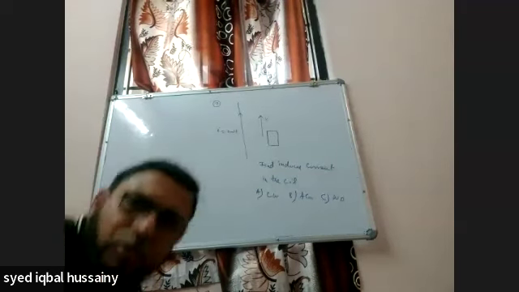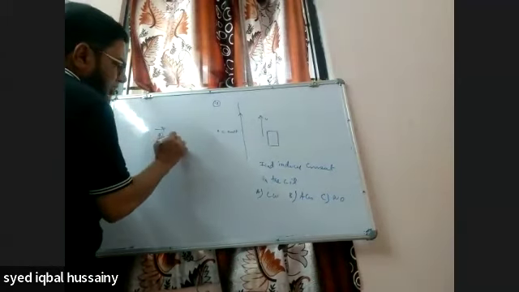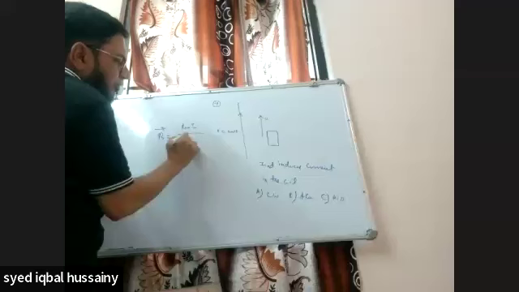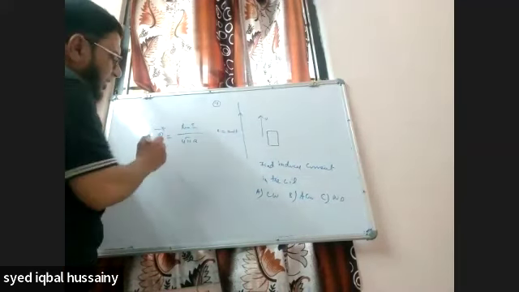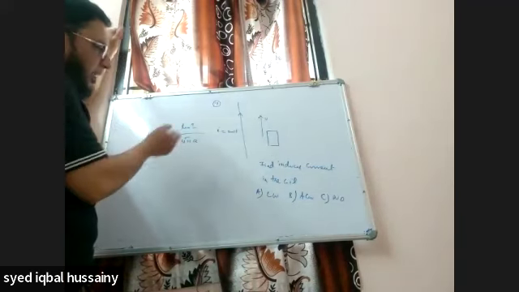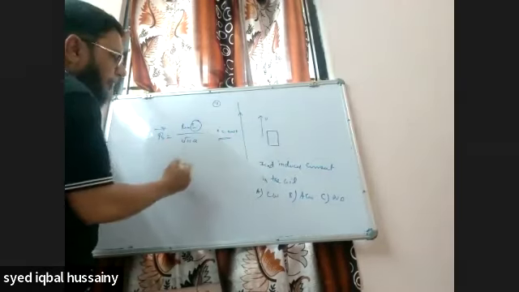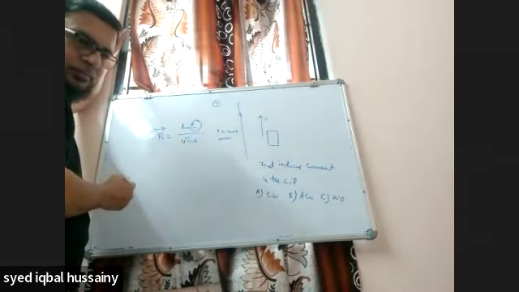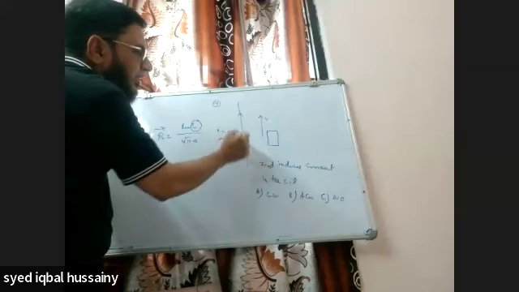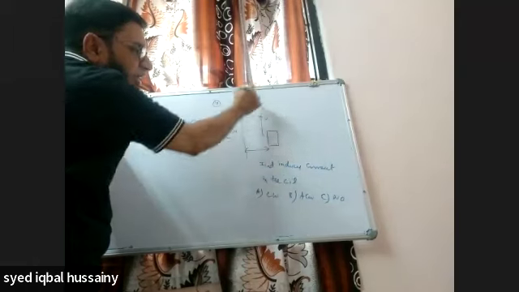Now you see the answer. Again, I told you to go through the previous concept. B equals mu naught I by 4 pi A. When the magnetic field is produced, either of them should change. I is constant. What does A mean? Distance. The distance between the current carrying conductor and the coil is always the same.